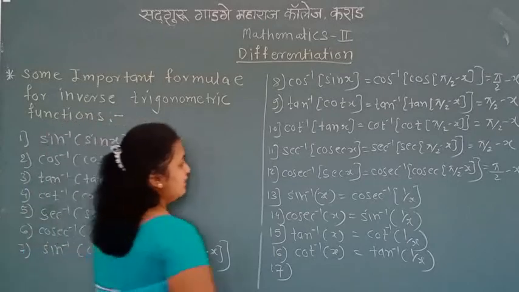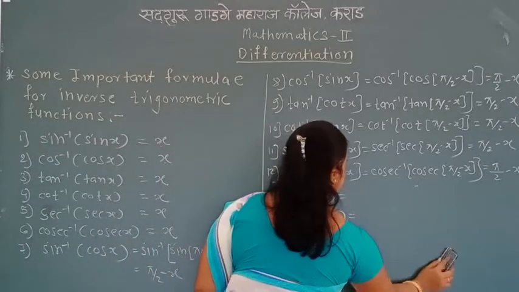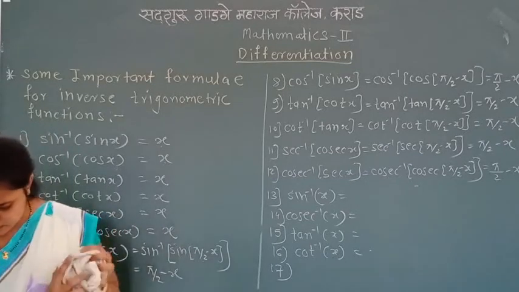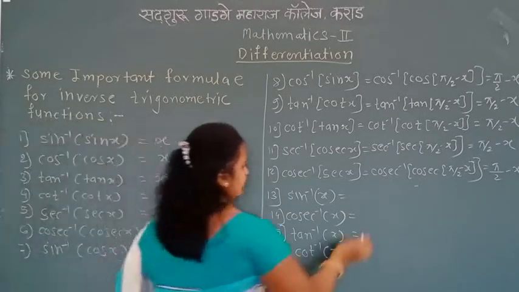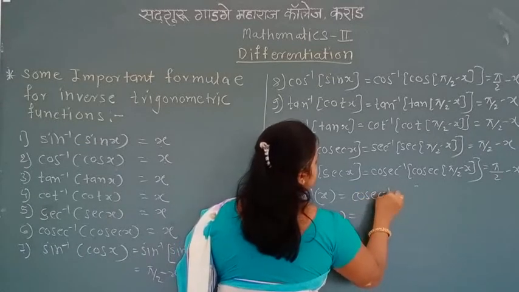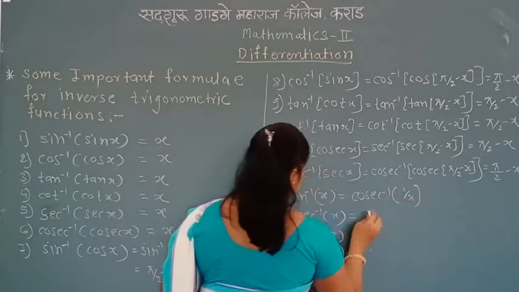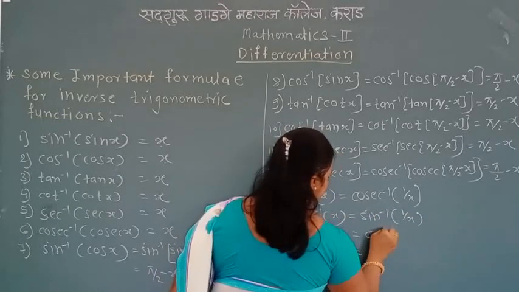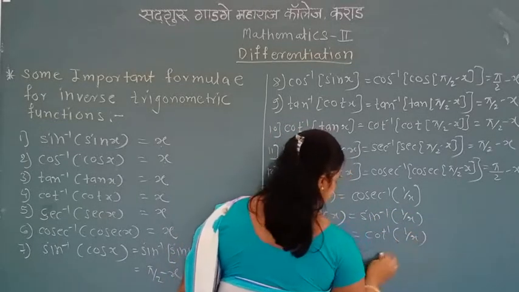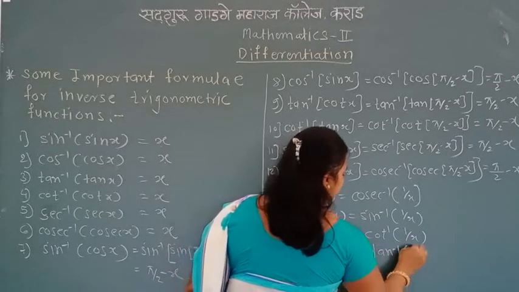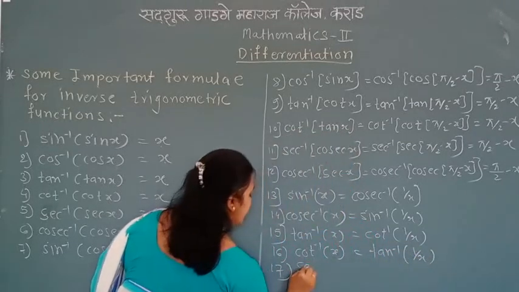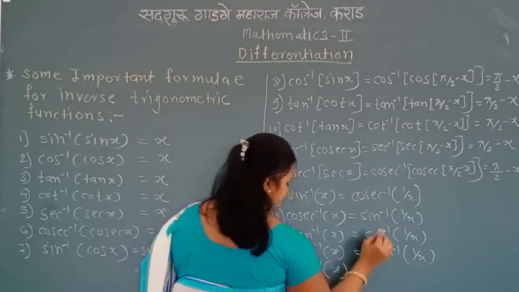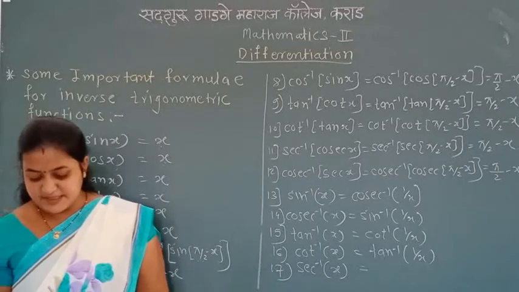Sorry, this was not correct. Here it is cos inverse of 1 by x, here sin inverse of 1 by x, here cot inverse of 1 by x, and here tan inverse of 1 by x. Now next, sec inverse of x. We can write sec inverse of x.